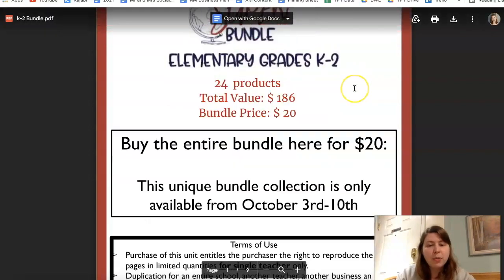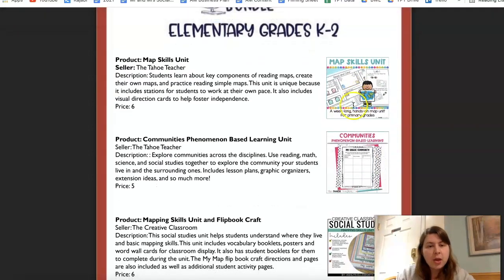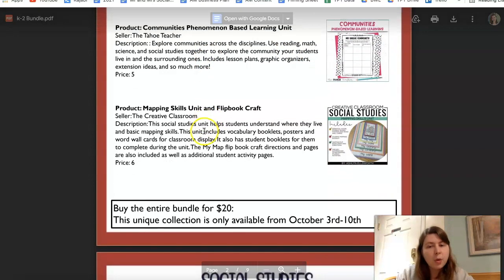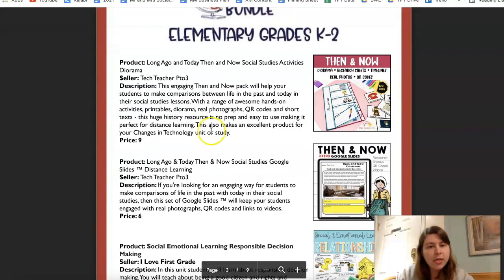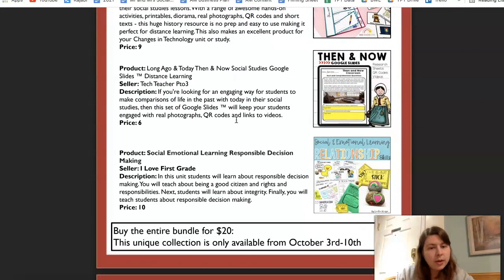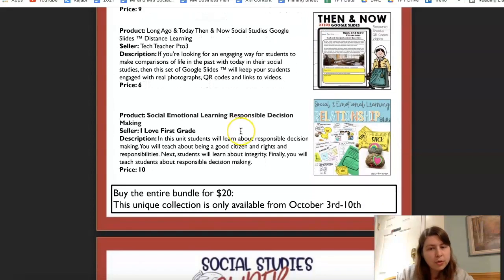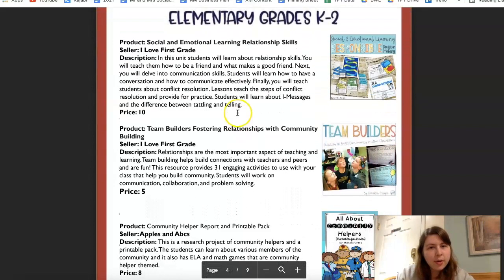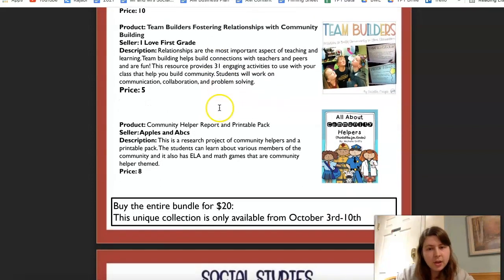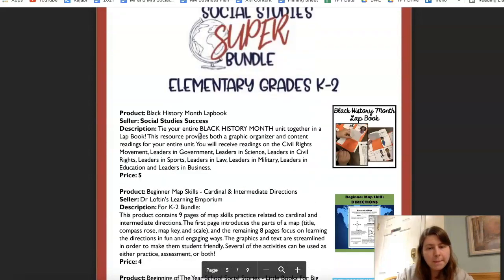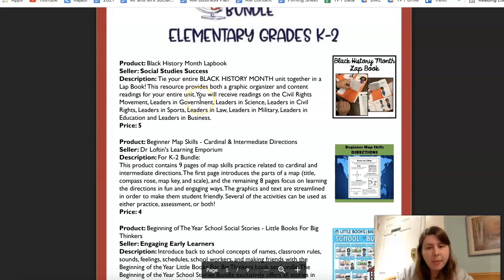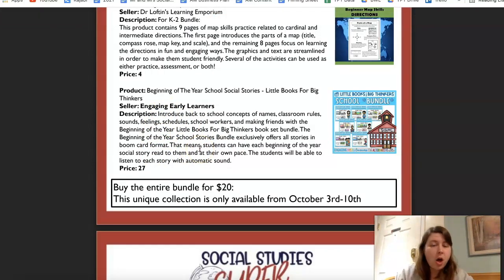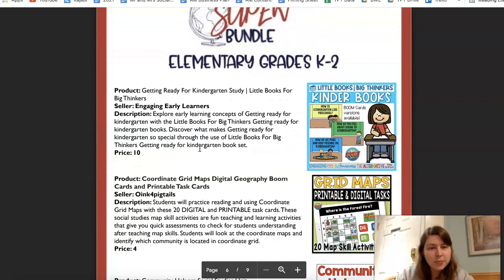With the K through 2 bundle, just to scroll through this here, there is a map skills unit, a resource on communities, some more mapping skills, then and now. We've also got some social emotional learning. Very cool here. All right, team building, community helpers report, Black History Month lap book. Quite a big resource here for beginning of the year, so always something you could have on hand for next year.